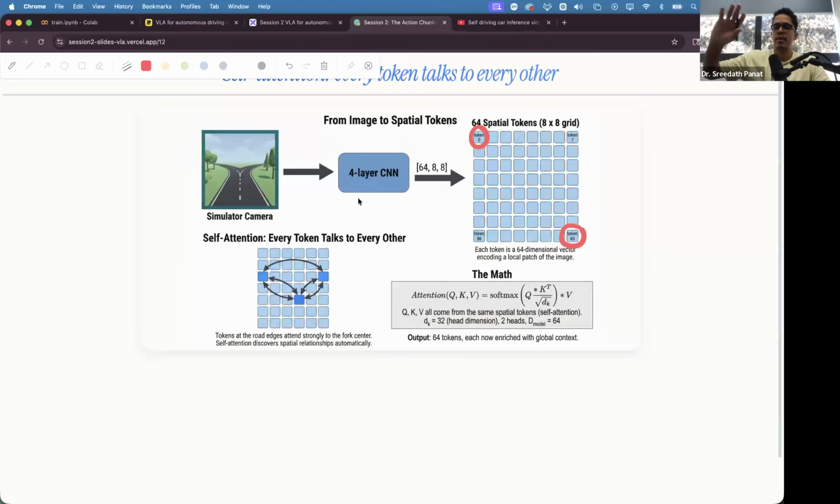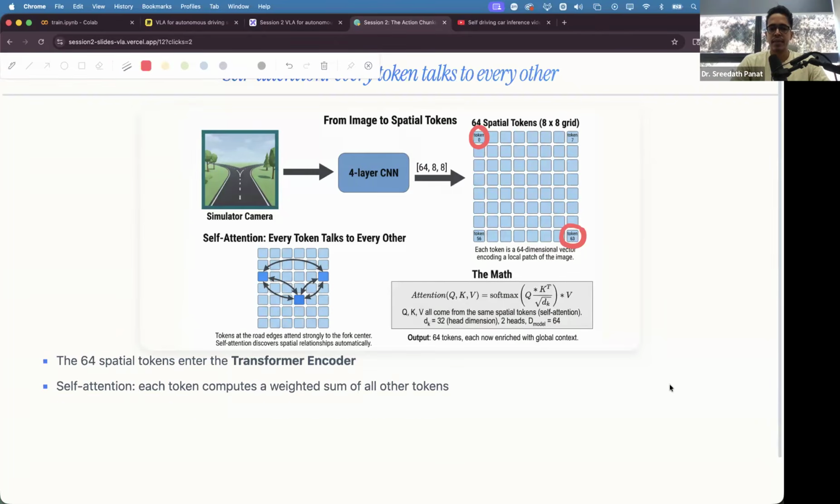Instead of converting the convolution features into just one number through global average pooling, we will convert them into tokens. Tokens will be passed through a transformer encoder so that self-attention is applied. And then we will see how to use a decoder with language to produce the appropriate actions. Okay, so this is what we are going to do next.